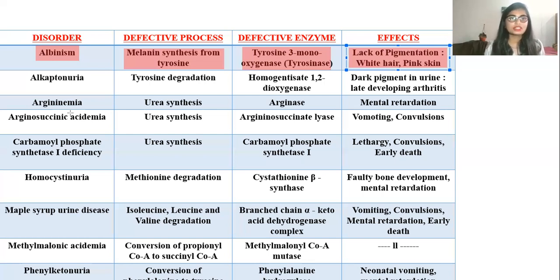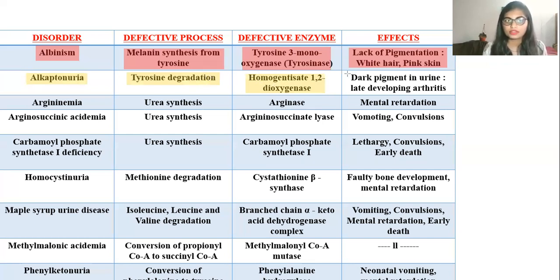The next disorder is alkaptonuria. Alkaptonuria is also one of the amino acid catabolism disorders. The defective process is what? That is tyrosine degradation. Tyrosine degradation gets defective in this alkaptonuria disorder. Here the defective enzyme is homogentisate 1,2 dioxygenase. Because of the absence or any defect of this enzyme, homogentisate 1,2 dioxygenase, there is no tyrosine degradation. When there is no tyrosine degradation, the alkaptonuria disorder takes place.